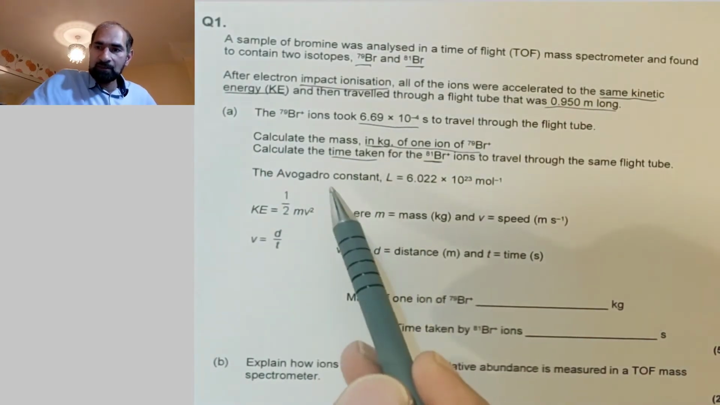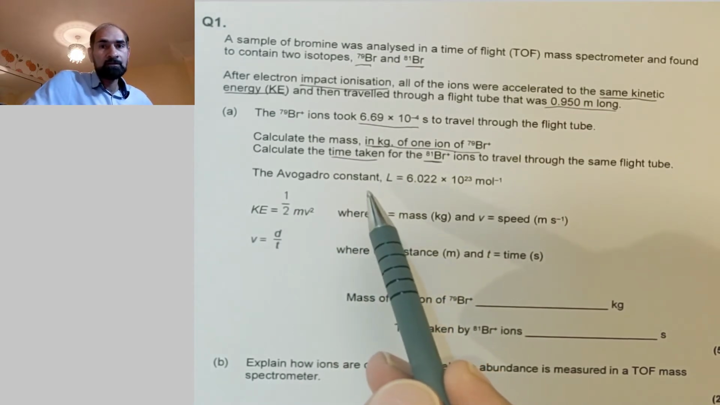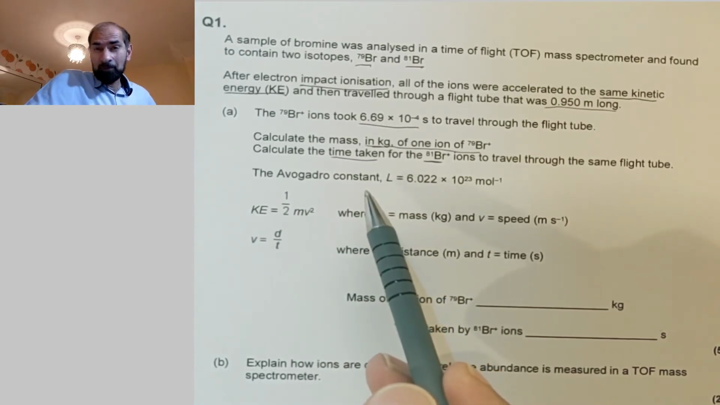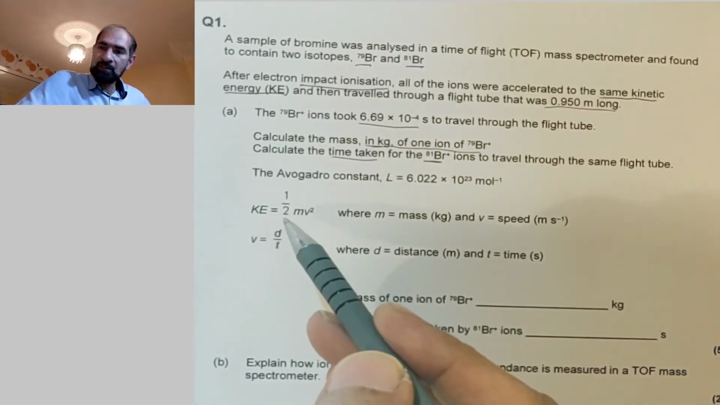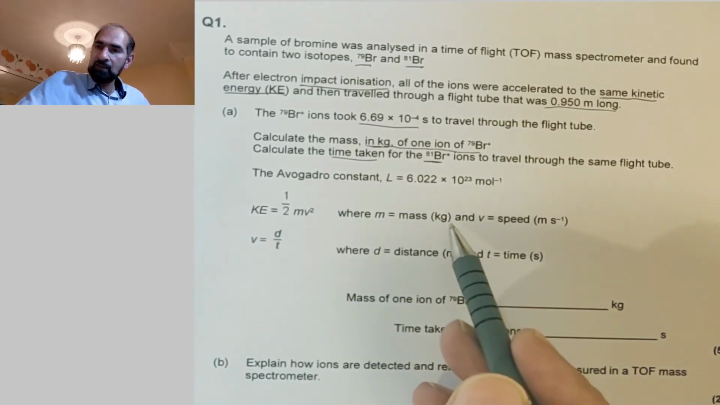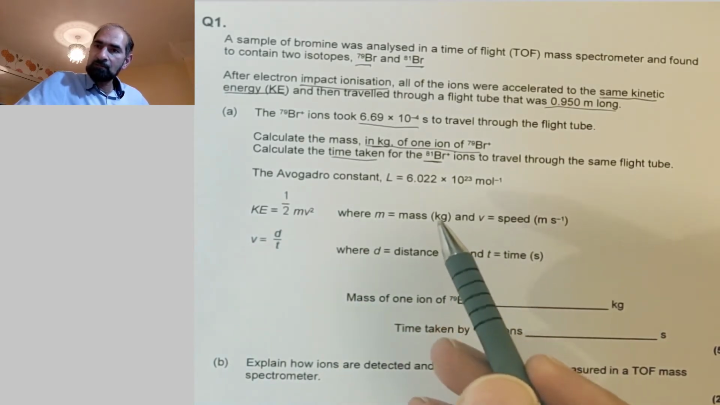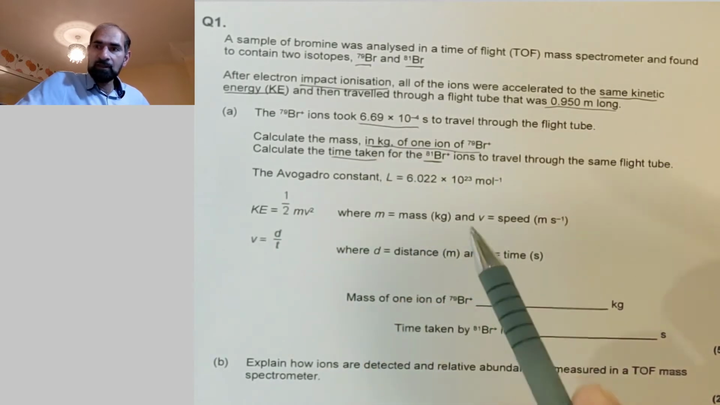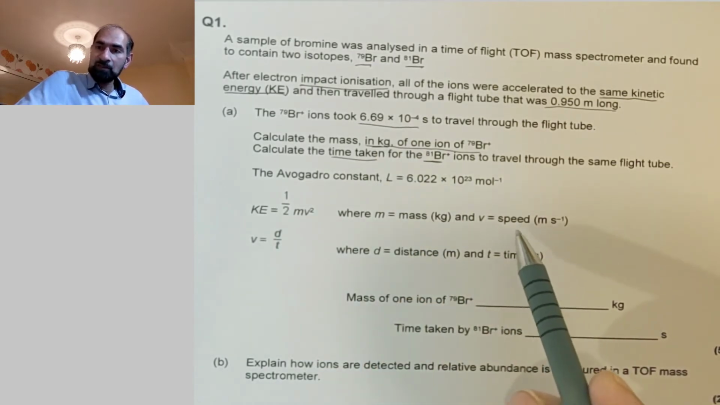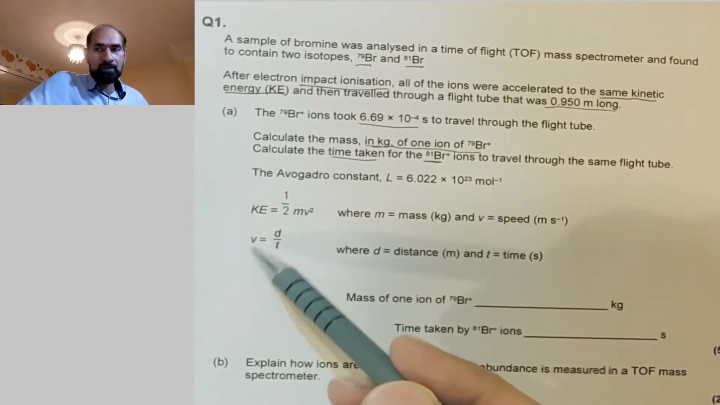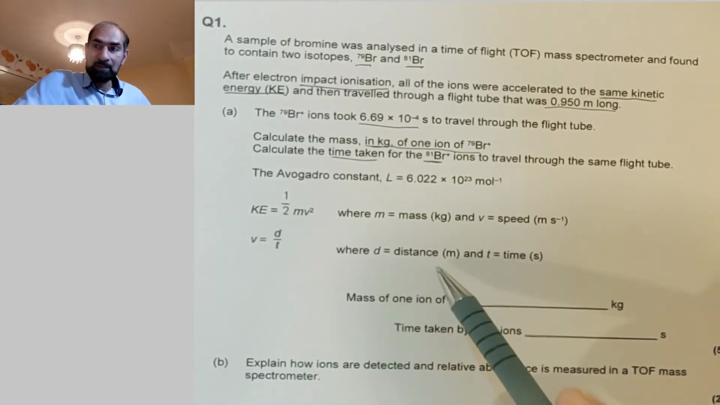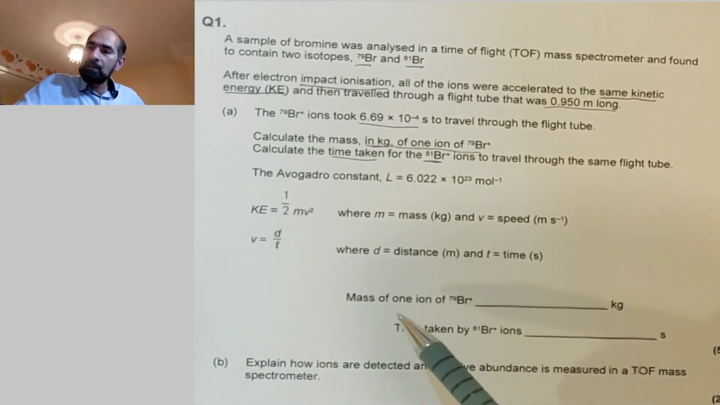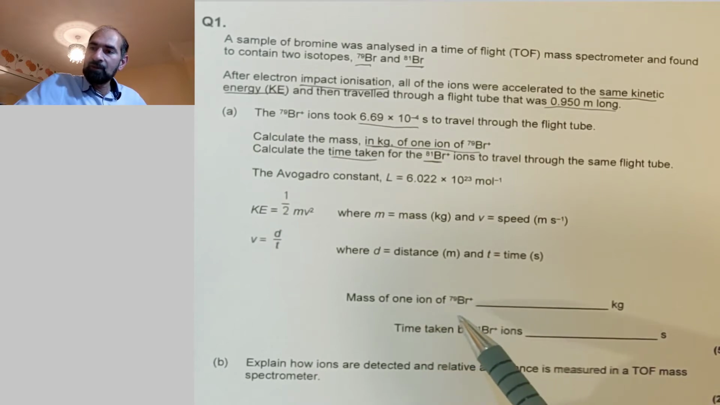And of course, they've given us Avogadro's constant, and the fact that they've given us Avogadro's constant means you probably need to use it somewhere, right? And then they've given us these equations: kinetic energy equals half mv squared, with mass in kilograms. Okay, I'm thinking, well, that's in kilograms, and suddenly they want us to find that in kilograms. Okay, fine. Velocity, speed, meters per second, and of course they've given us another equation: velocity equals distance divided by time. Remember your GCSE physics, where d equals distance in meters and t equals time in seconds. So what they want is the mass of one ion of bromine 79 and the time taken by bromine 81.